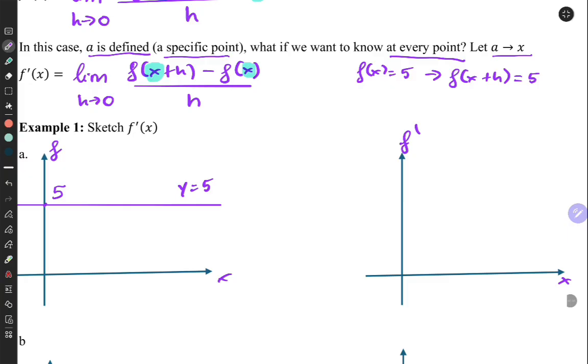If you have an x, then you replace it with x plus h. This one, you don't have an x, you just have a constant function. So you don't have an x to plug x plus h into. You don't have anything here, right? You still maintain the number 5. Okay, understand?